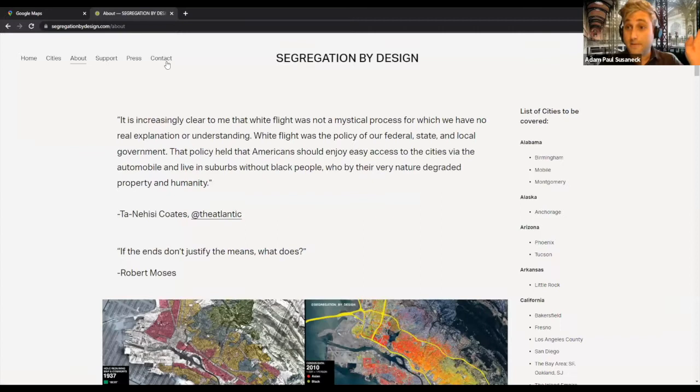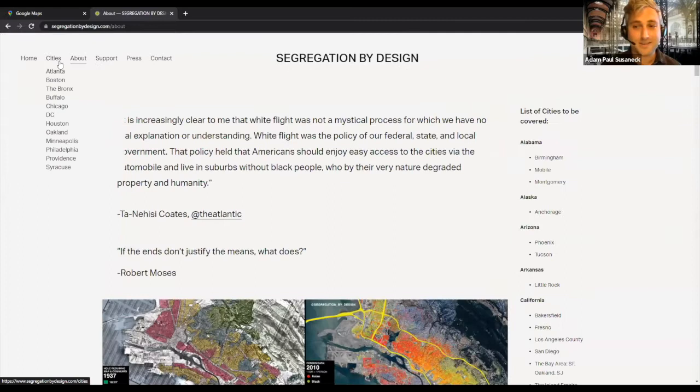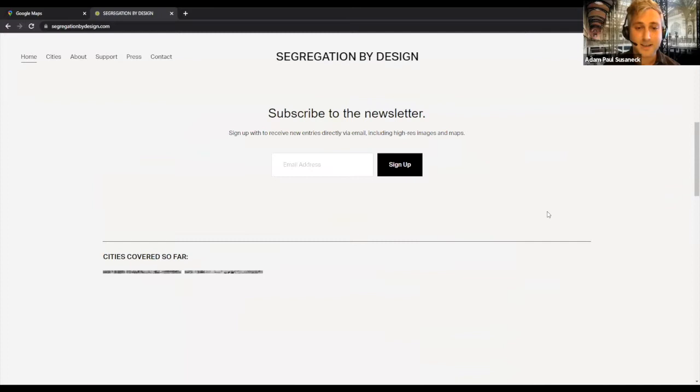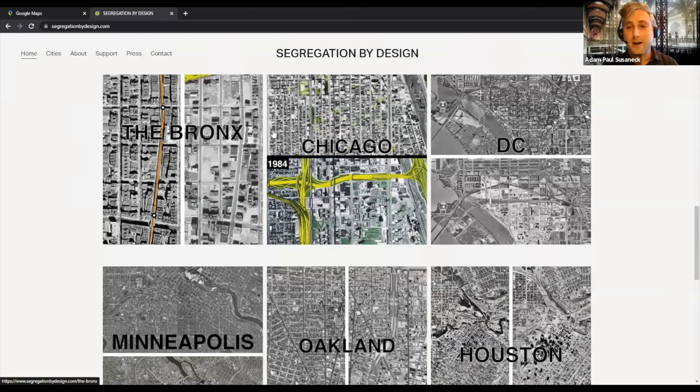I have covered about 12 so far. But if you go to the site, I have a full list here on the right of all the cities. It's 180, so it's every city. It's quite astounding, the scale of this project on the part of the federal government. So far I've done Atlanta, Boston, Buffalo. I am splitting New York up into five. Chicago, DC, Minneapolis, Oakland, Houston, Providence, Syracuse, Philadelphia.